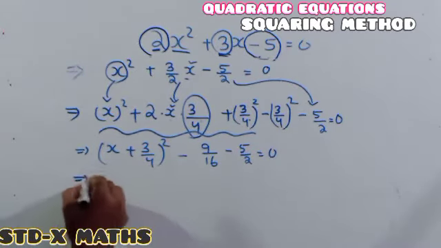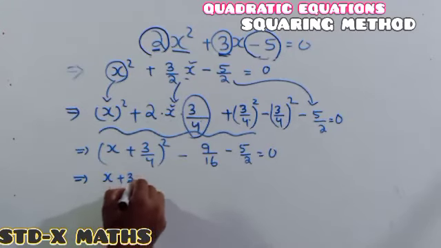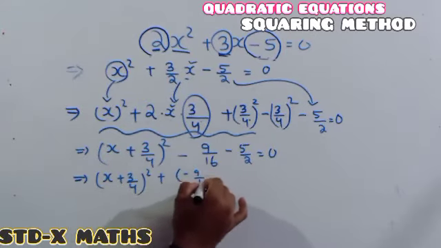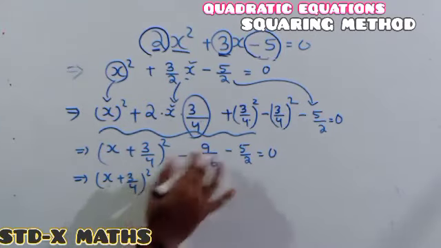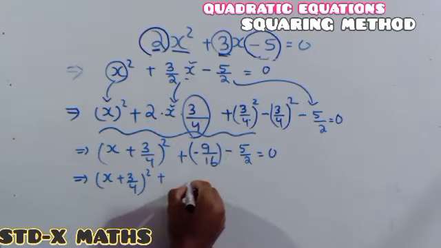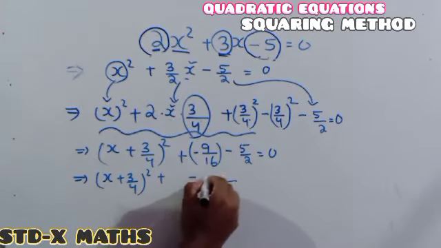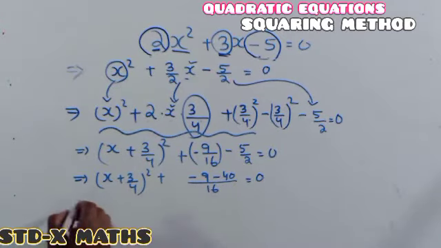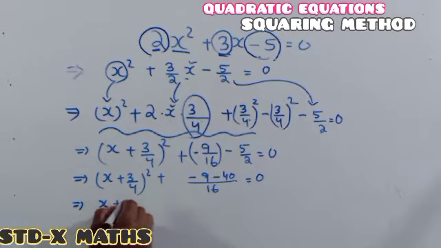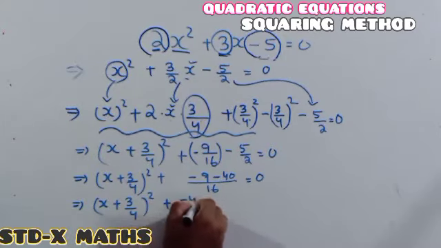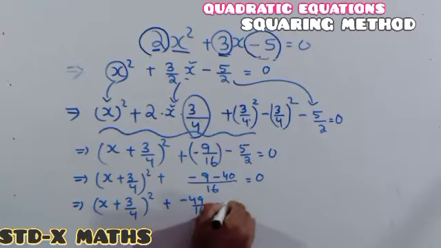Which means (x + 3/4)² plus minus 9/16. Here I am adjusting minus of 9/16, it means plus of minus 9/16. So from the 2, I am taking the 16 as the LCM. Here it is minus 9 and here it is minus 40, which becomes 0. Which implies (x + 3/4)² plus of minus 49/16 is equal to 0.